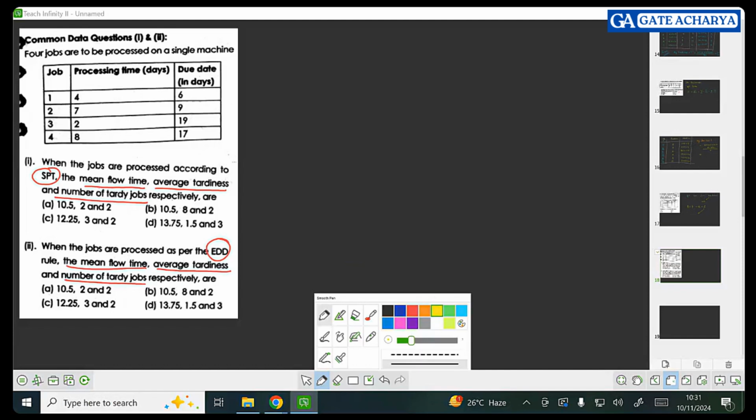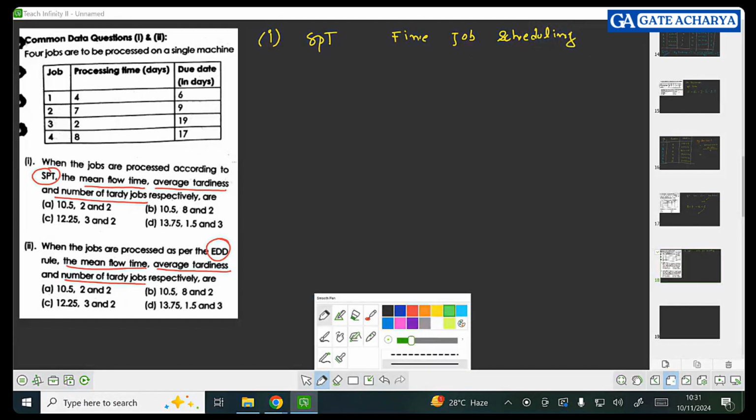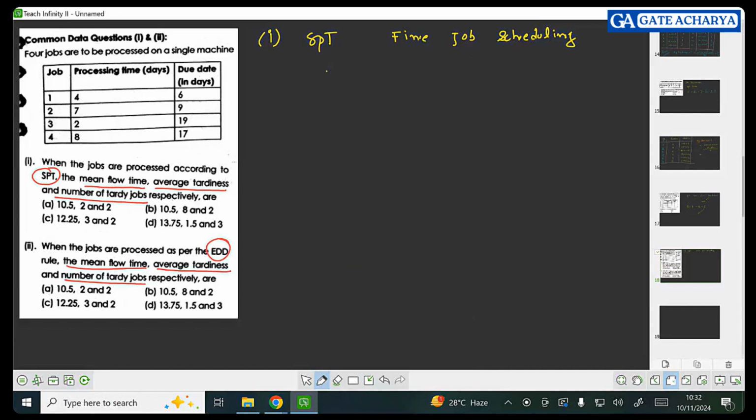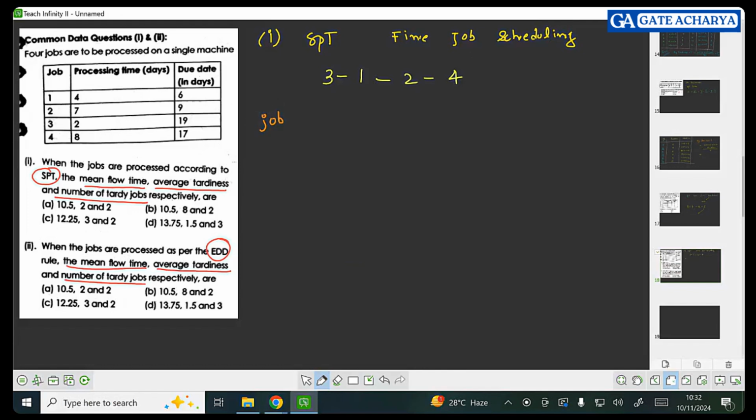Right. So first, the SPT rule. According to the first problem, SPT rule, shortest processing time rule. Find the job scheduling based on the SPT rule. Shortest processing time is the third job. Next shortest processing time, first job. Next shortest, second job. Third shortest, fourth job. Now after that, just form a table: job and processing time.